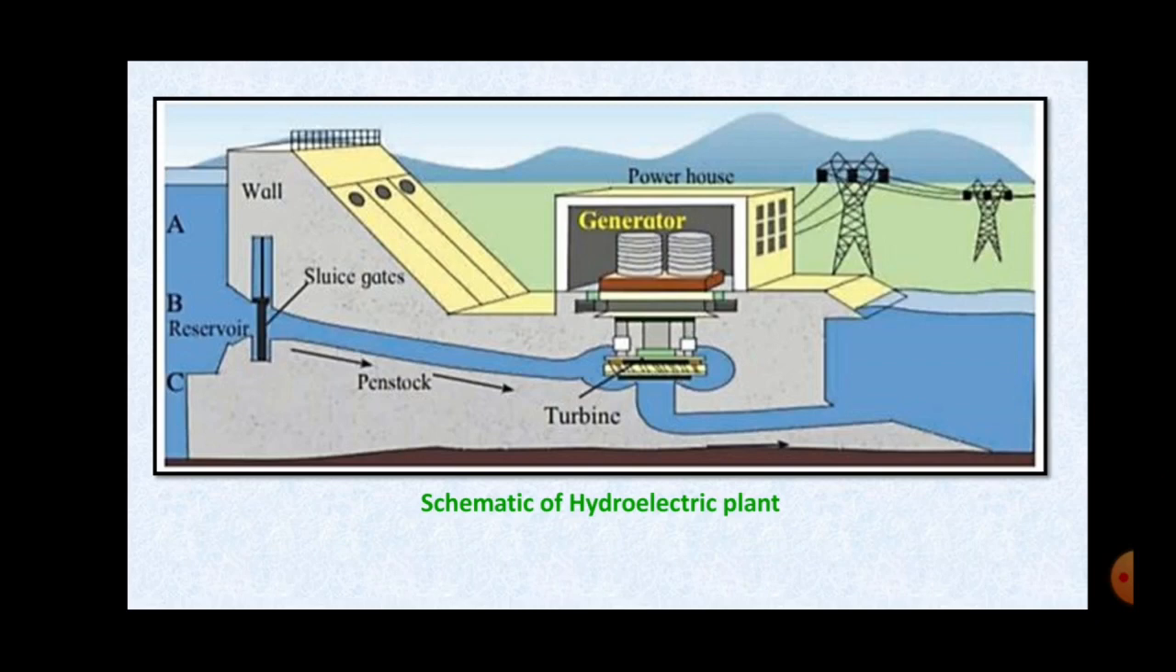Then the schematic of the hydroelectric plant, right? Just observe the picture. So this is the pictorial representation of the hydroelectric power plant. The water is collected in the reservoir, right? The gates are there to allow the water to flow with great speed, and then the kinetic energy of the flowing water turns the turbine. The turbine in turn starts driving the generator, and then electrical energy is generated.